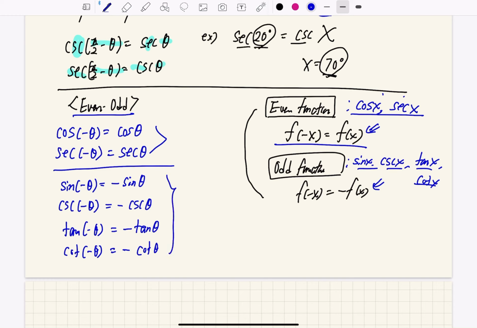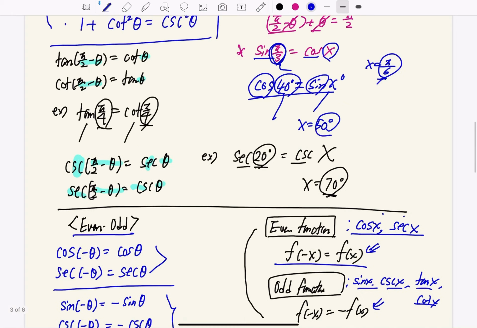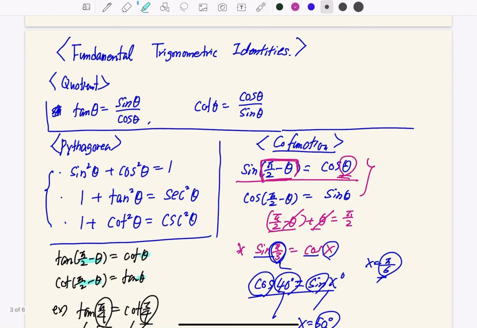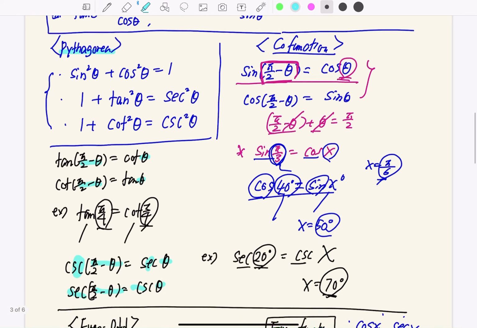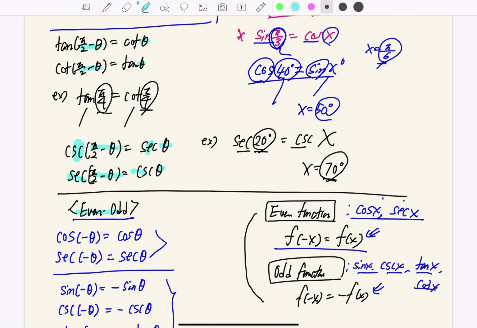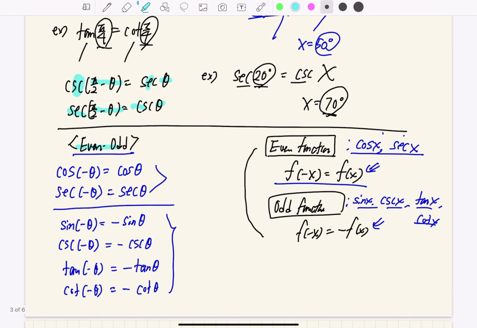Okay, that's everything. We talked about fundamental trig identities. First one is the quotient identity. Second one, the Pythagorean identity. Third one, the cofunction identity. Last one is the even and odd identities. You should memorize all of them completely. We're going to use them a lot for simplifying and verifying questions. Next time, we're going to try some questions using fundamental identities.